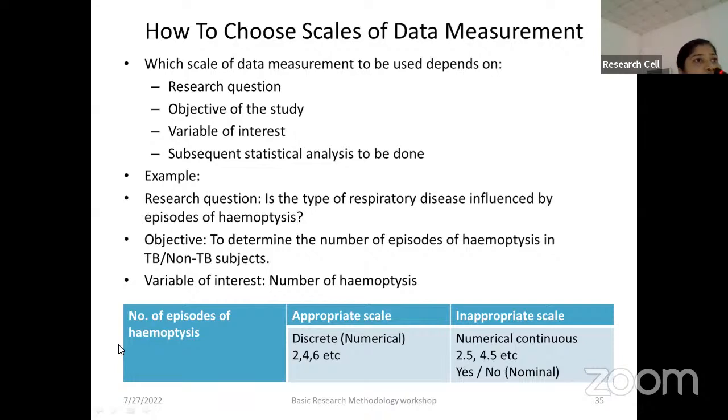Okay. So you need to take into consideration what objective you have and what variable you are studying. What is the variable of interest? Depending on that, you have to select the most appropriate scale, which would be able to give a much more correct statistical analysis. Okay.